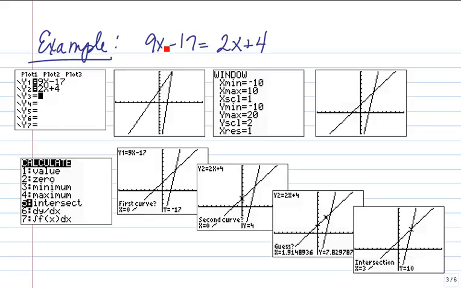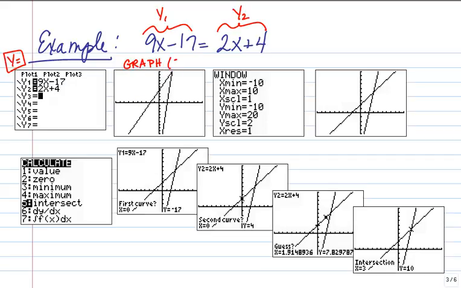As an example, if we would want to solve 9x minus 17 equals 2x plus 4, I know you could all do that by hand. To do it on the calculator, you're going to let one side be y1 and the other side be y2. Then press your y equals key, enter the left side expression into y1 and the right expression into y2, and then graph.